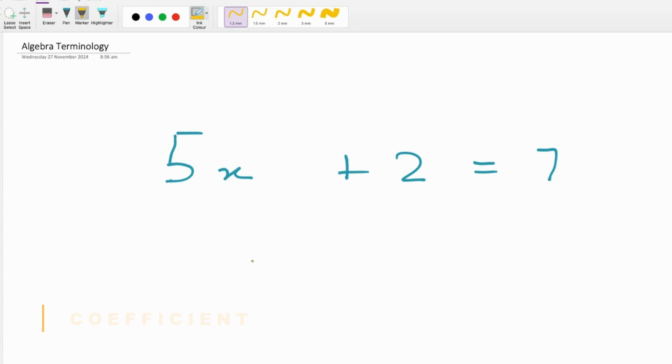Finally, looking at the combination of letters and numbers, or just letters and numbers by themselves, they can be given the name terms. So for example, in this scenario over here, 5x, 2, and 7 are all given the name terms. And we can see that they are their own isolated groups.